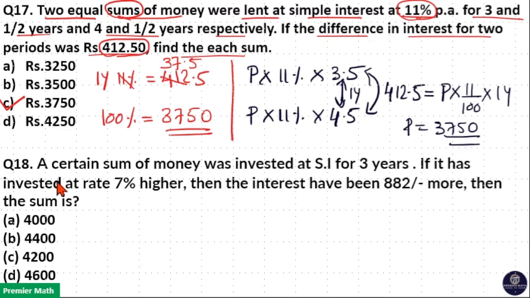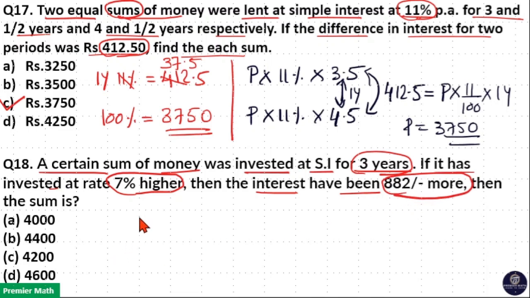Now the second question is, a certain sum of money was invested at simple interest for 3 years. If it is invested at a rate 7% higher, then the interest would have been 882 more. Now you can see, because of the 7% increment in the rate, for 3 years, interest increased by 882. That is, by increasing the rate by 7% for 3 years, interest increased by 882.